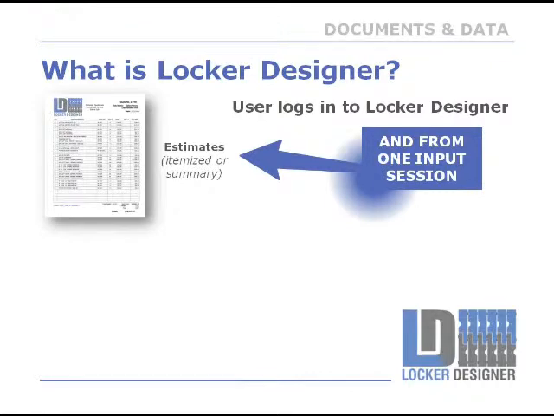Okay, now how about as far as documents and data are concerned? Well, first of all, it produces estimates. These are either itemized estimates or summary estimates. The one we're looking at here is an itemized, and it has things like the quantity, the description of the part, in this case, I believe it has a part number, has a weight, and produces, of course, the individual item cost and the total cost, including the quantities.